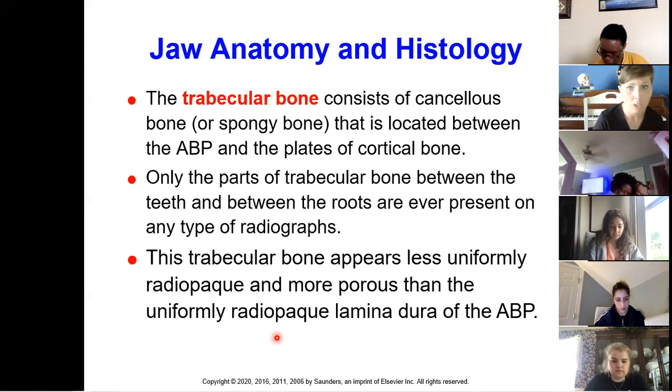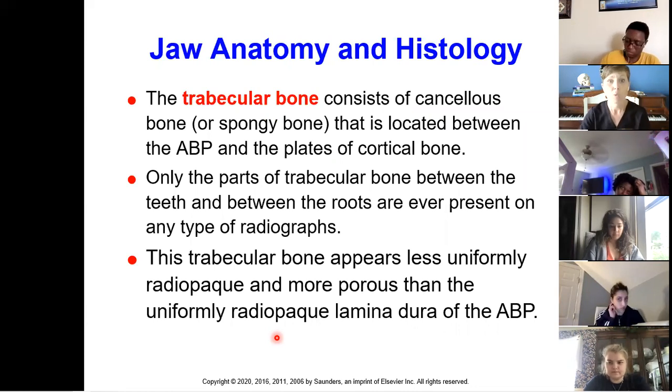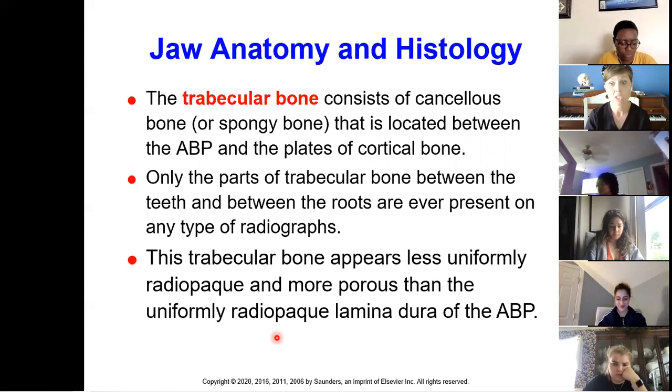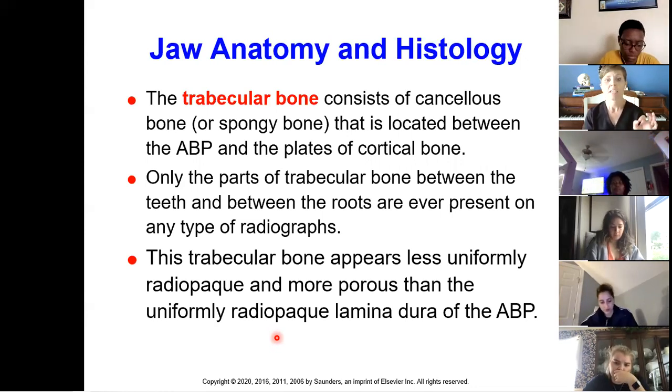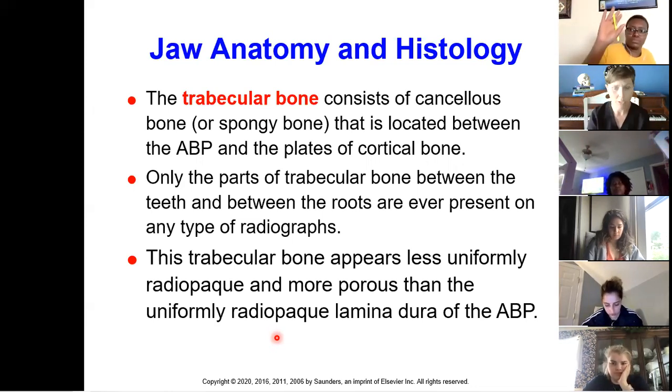Only the parts of the trabecular bone between the teeth and between the roots are ever present on a radiograph. So when you see that bone in between the teeth, that's trabecular bone. Whereas that cortical bone, we don't always see because it's only coming this way. We never get to see the distal or the lingual or the facial. This trabecular bone appears less uniformly radio-opaque and more porous than the radio-opaque lamina dura, and that's that whiter area in between the teeth or around the root.